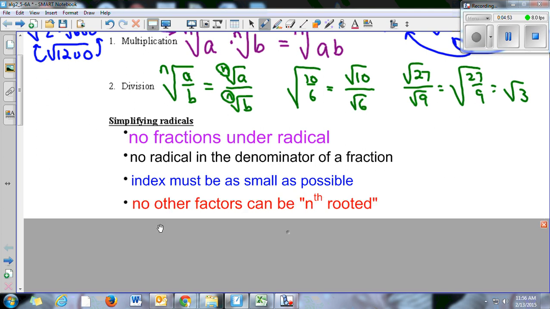No other factors can be nth rooted. So if I start to simplify a radical, but then I notice that I can continue to simplify it because I didn't go far enough the first time, then I'm going to keep going. It's like if I had the fraction 10 over 20 and called that 5 over 10. Well, I reduced it, but I didn't reduce it far enough to call it 1/2. So that's what we were talking about with this last point right here. If I can keep simplifying it, I'm going to try to do that.